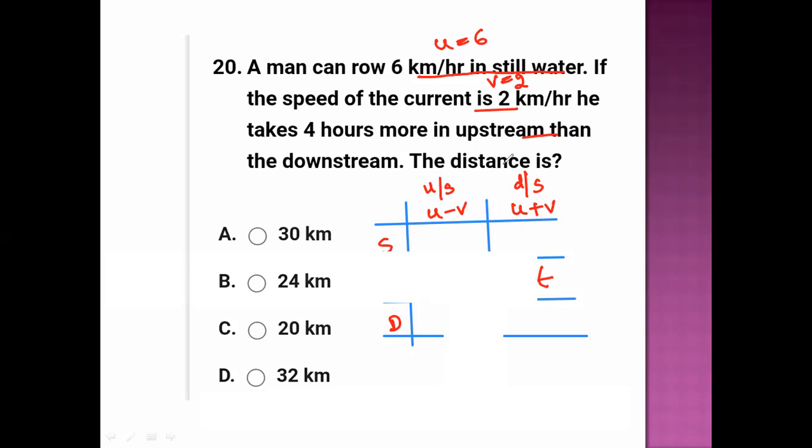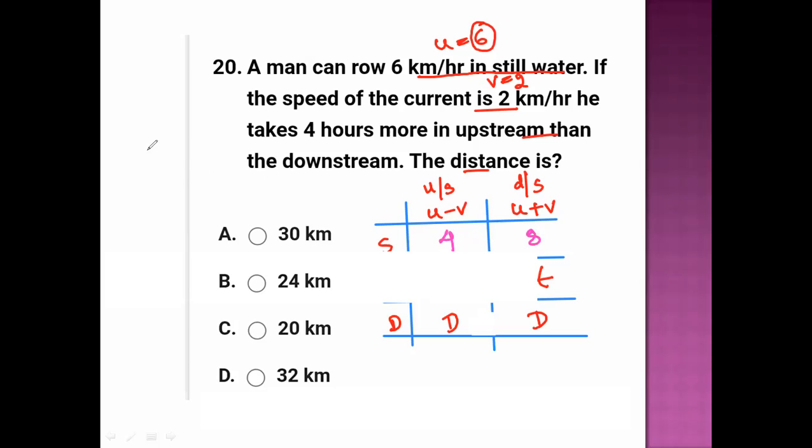Then what is the distance? They're asking simply the distance. Both the upstream and downstream distances are the same. They have given u is equal to 6, v is equal to 2, so you can directly take it here. What is the speed on the upstream side? u minus v, 6 minus 2 is equal to 4, and downstream 6 plus 2 is equal to 8.